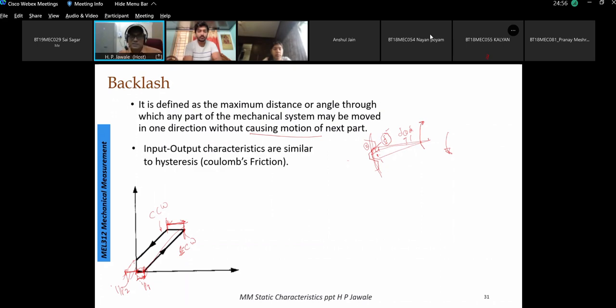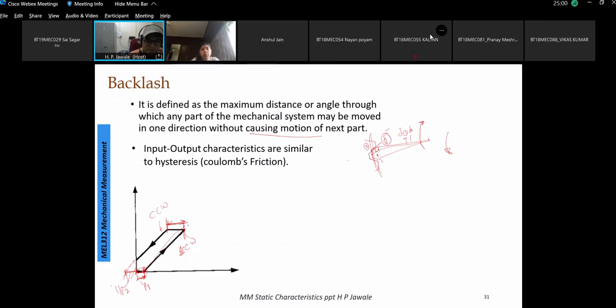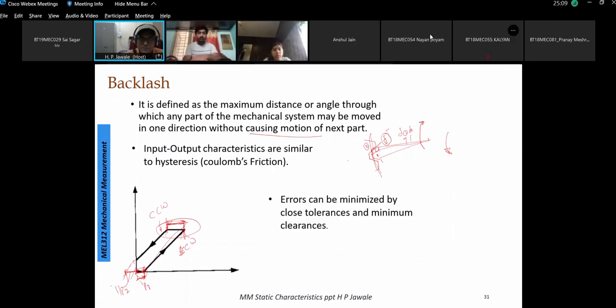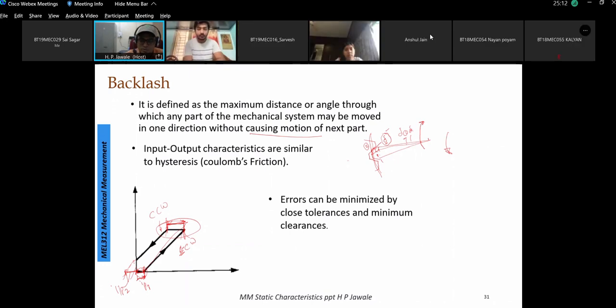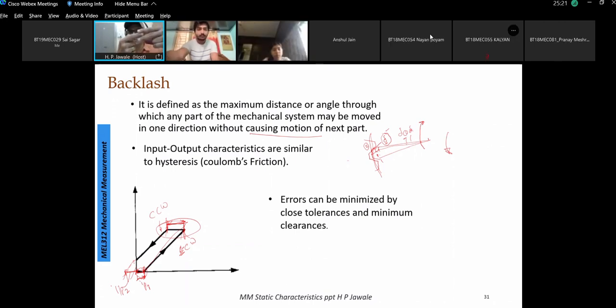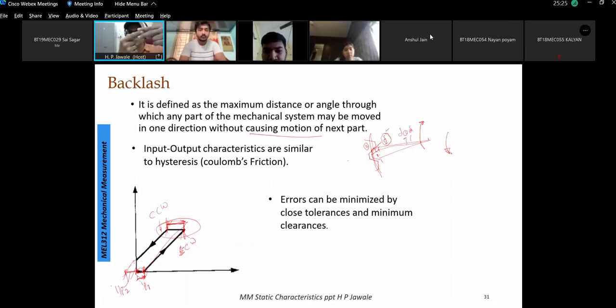So input-output characteristics are similar to hysteresis. In hysteresis, the curve is a little modified, but here it is sharp and has a clear start and end for the input that is required to overcome the backlash. So error can be minimized by taking very close tolerances. Now how can that be minimized? I will have proper selection. The gap should be such that it is exactly equal to the tip profile. And in this condition, even a small motion in my finger number 1 will result in motion of finger 2 both ways, clockwise as well as counterclockwise.